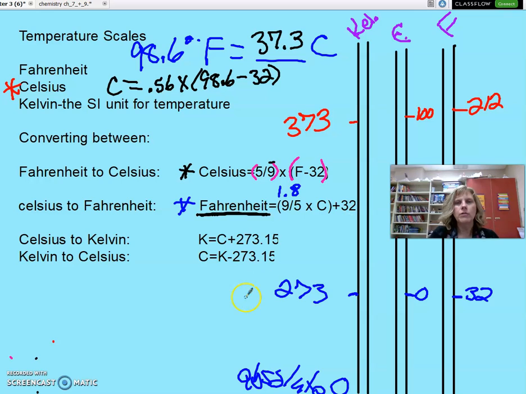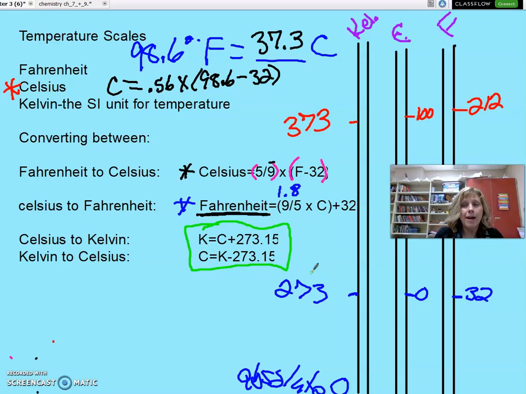So first of all, this is the easiest one right here. If you're converting from Celsius to Kelvin, this is super simple. Because the degree increments are the same between the two scales, if you want to find Kelvin from a Celsius temperature, you just take the Celsius temperature plus 273.15 to get it converted to Kelvin.